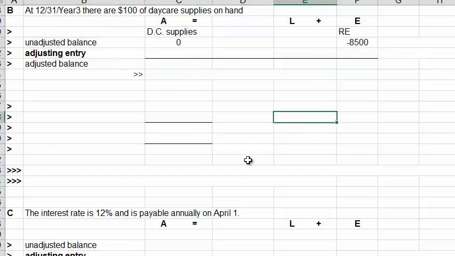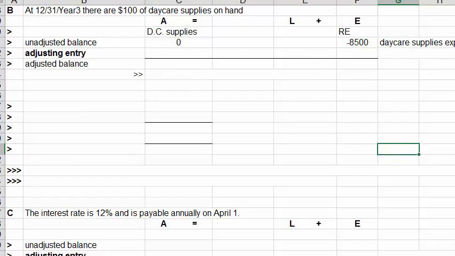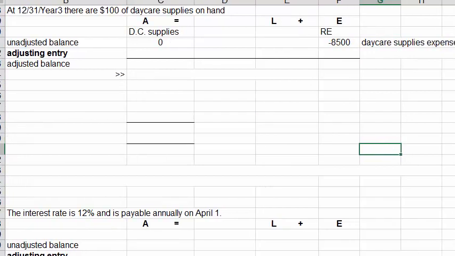And if you look back, you'll see when we recorded our transactions, I told you to, instead of putting the cost of supplies purchased in the supplies asset account, instead record the full amount immediately as daycare supplies expense. So we recorded the full amount here as daycare supplies expense. Other than that, the same logic really applies though.